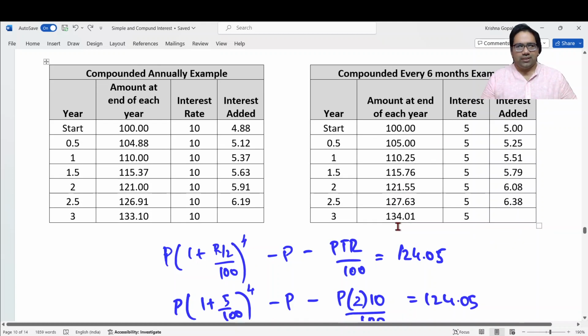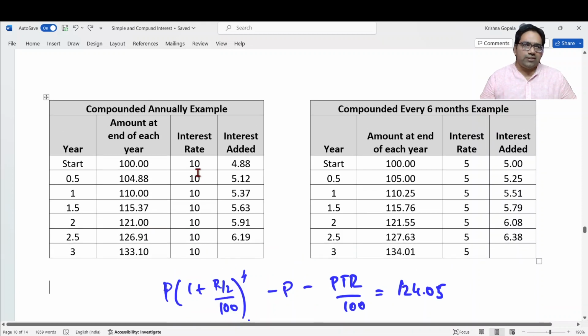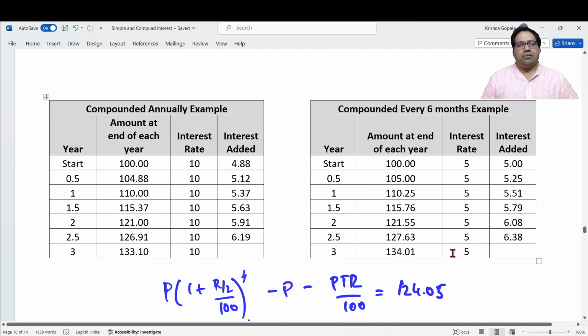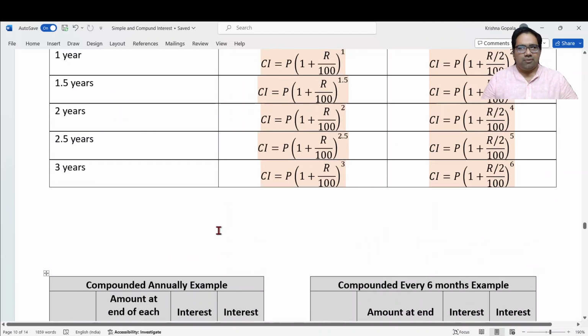What will happen because of this? The interest that you have to pay will become higher than what it was compounded annually. Though it was the same 10%, 10% per year, this becomes 5% per 6 months. But still, because you are adding the interest every 6 months, the total amount that you have to pay will be higher than if you were adding every 1 year. Okay. So to look at the formula, how does it work?